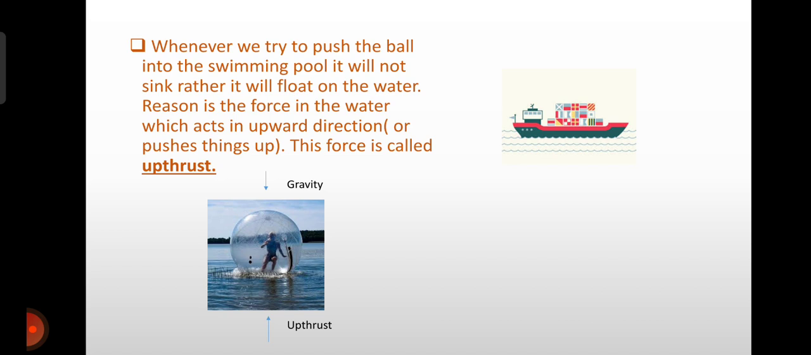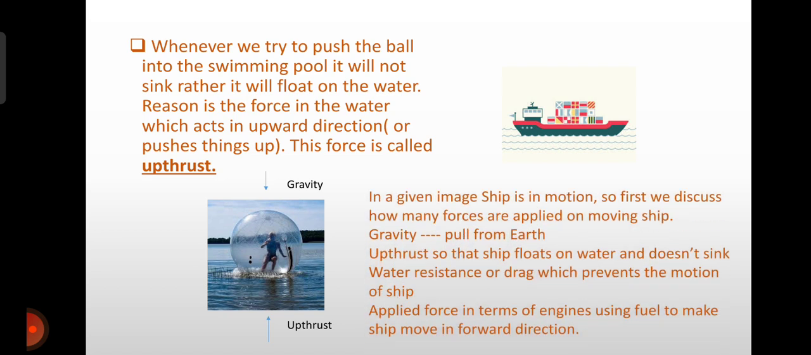Second is the example of a moving ship in sea water. Over here, first we will study how many forces are applied on a moving ship. First is gravity, which is pulling from the earth's center. Upthrust, so that the ship floats on the water and doesn't sink. Water resistance or drag, which prevents the motion of the ship in the forward direction. And the applied force, in terms of the engines using fuel to make the ship move in the forward direction or in the desired direction.